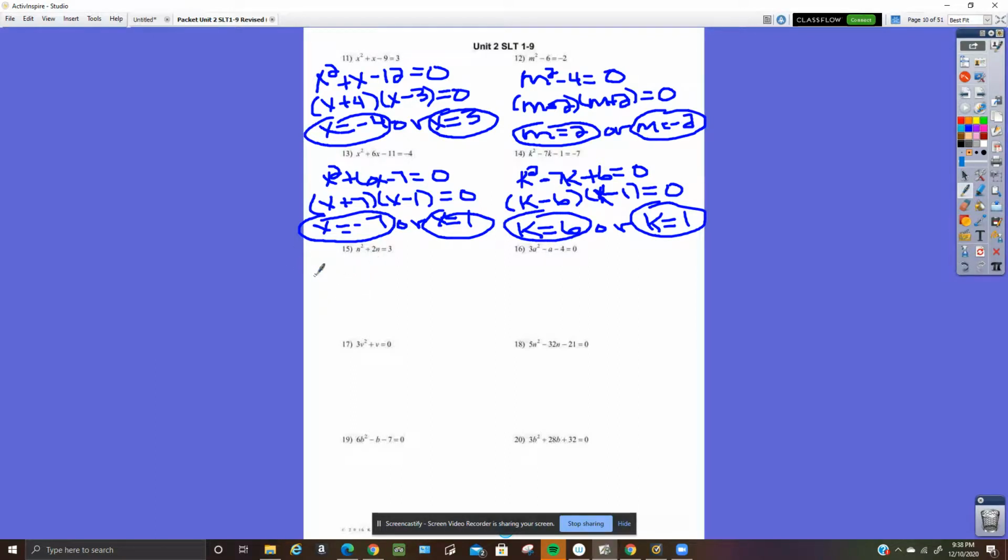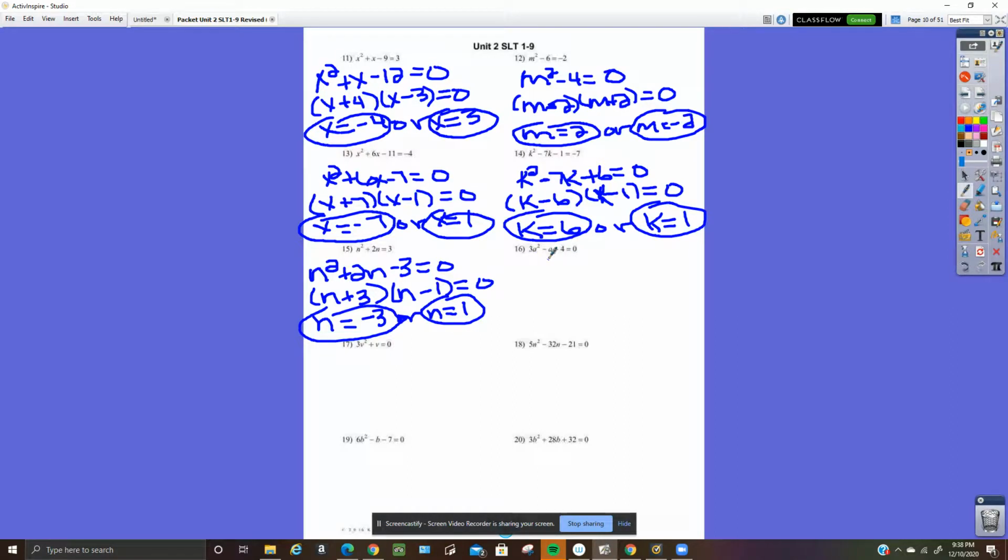15, subtract 3 from both sides first. Then the factors of -3 that give you 2 are +3 and -1. And this one's already equal to 0.